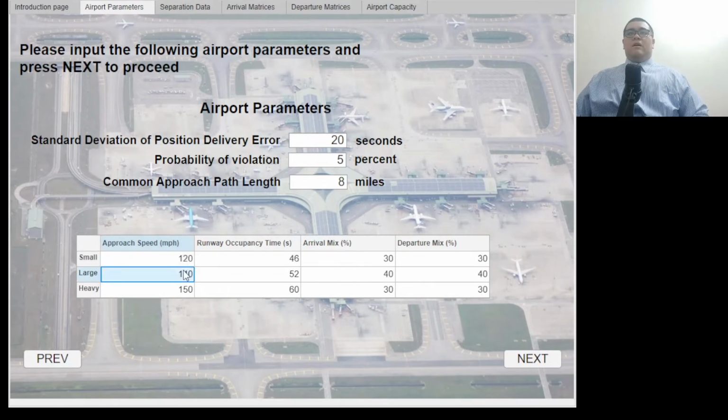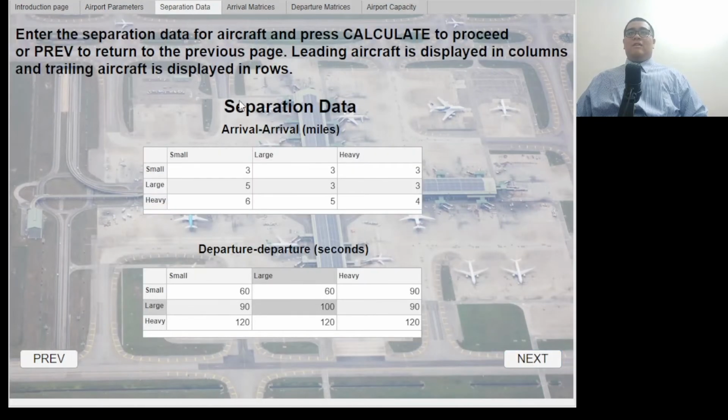So I can enter like 150 miles per hour for the large aircraft here. So there's previous and next buttons for the user to scroll through the interface. So I can click next there. So these are the separation data. This can also be adjusted by the user. So for example, I can put 110 miles for the departure here, and all of the matrices here are designed in such a way that the leading aircraft is displayed in the columns and the trailing aircraft is displayed in rows.